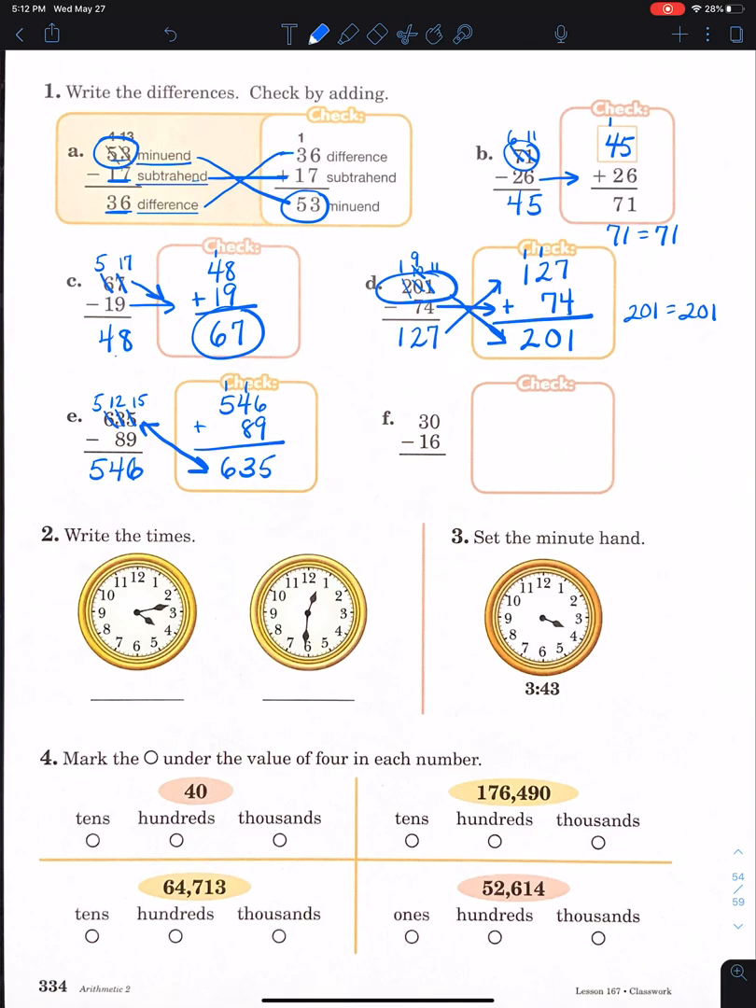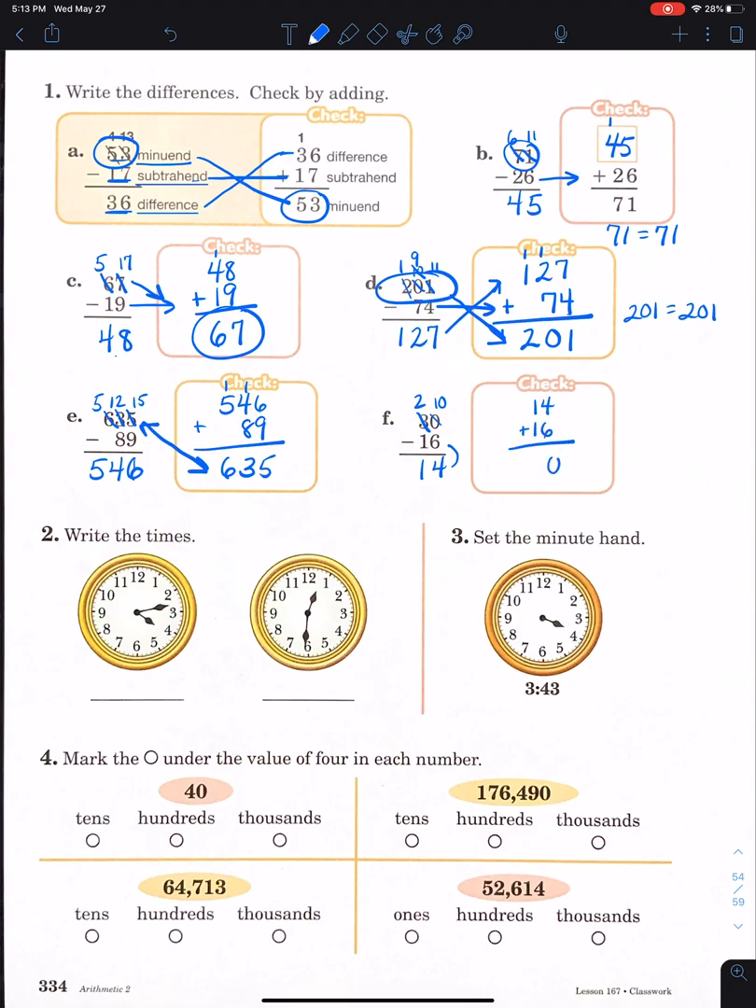And 30 minus 16, we're going to cross off the 3, make it a 2. And we're going to make this a 10. 10 minus 6 equals 4. And 2 minus 1 equals 1. Now we're going to add these two together. Take our difference, 14, plus our subtrahend, 16.